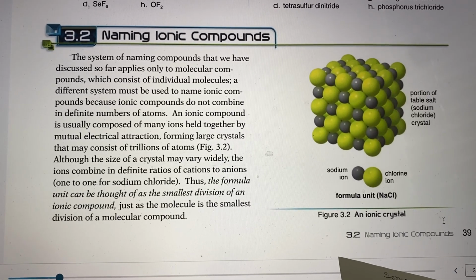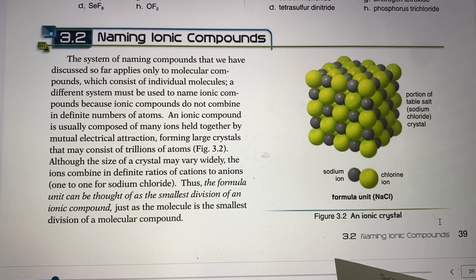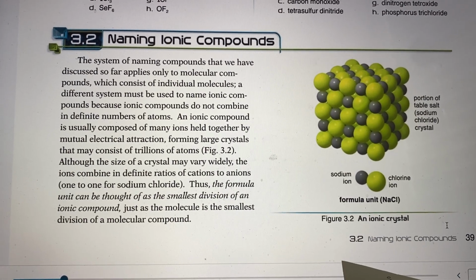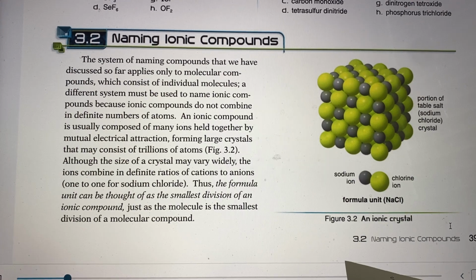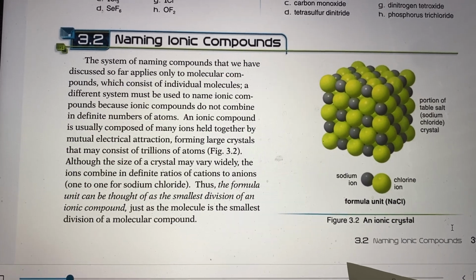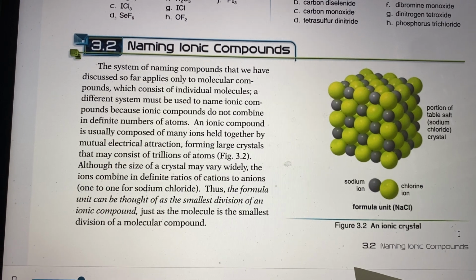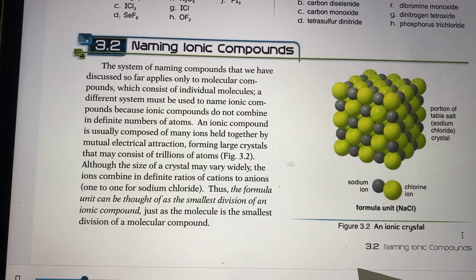So we are going to go on to section 2 of chapter 3. And in this section, we're going to name ionic compounds. Ionic compounds are going to be totally different than what we learned, because we're not going to use just the molecular formula. We're going to use the empirical formula.